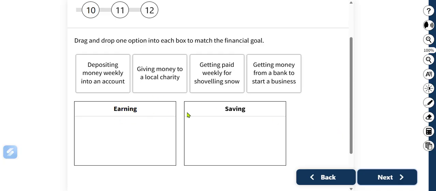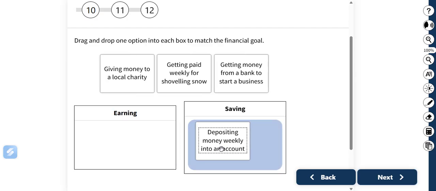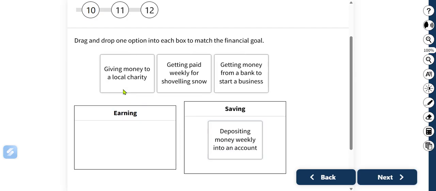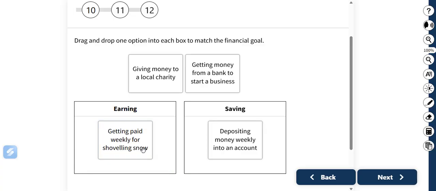Now we have the earning and saving. The options here are depositing money weekly into an account. So this is saving. Here giving money to a local charity. This is a donation. They don't match. Getting paid weekly for shoveling snow. Of course, this is the earning. Now finally, getting money from a bank to start a business. It's a loan.